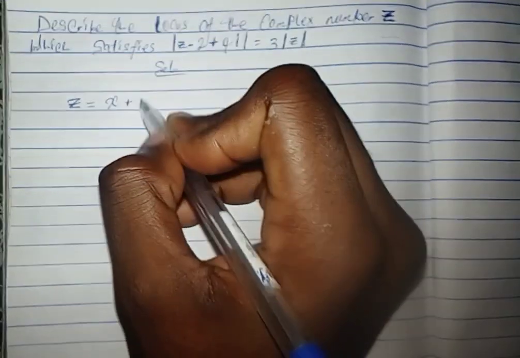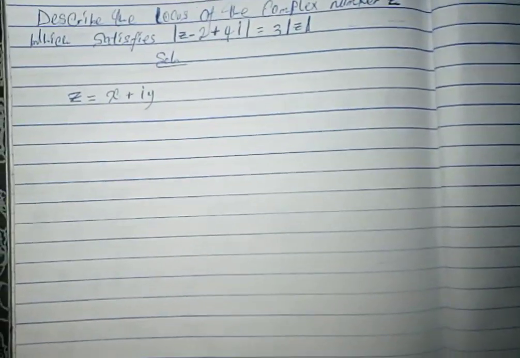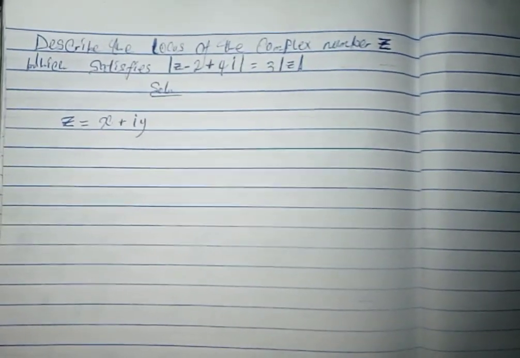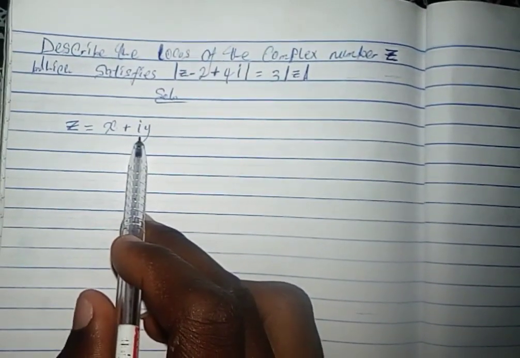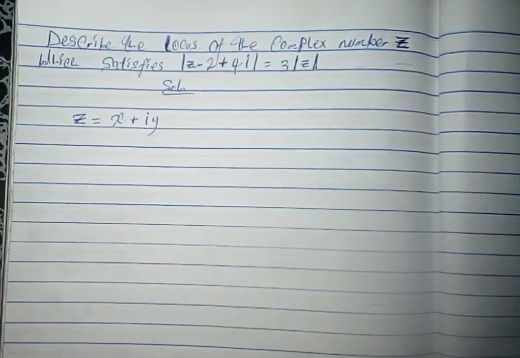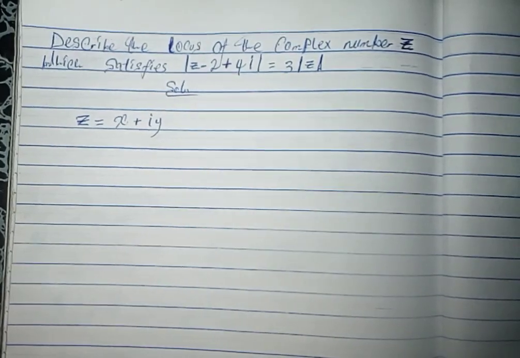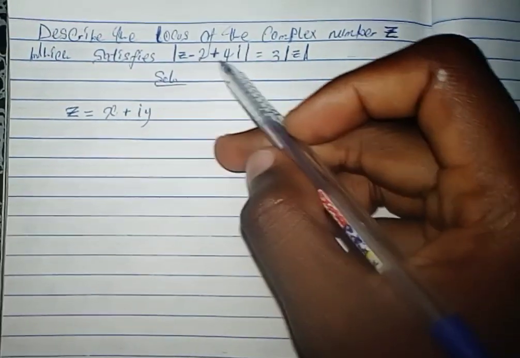You should know that since z is a complex number, we can rewrite z as x plus iy. That is the definition of a complex number. A complex number has a real part, which is the x, and an imaginary part, which is the y. You all know that i is an imaginary number, the square root of minus 1. So we have to put this back into this equation.